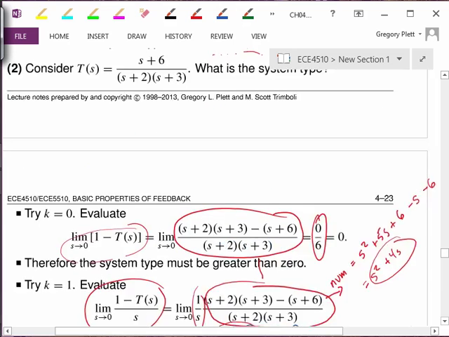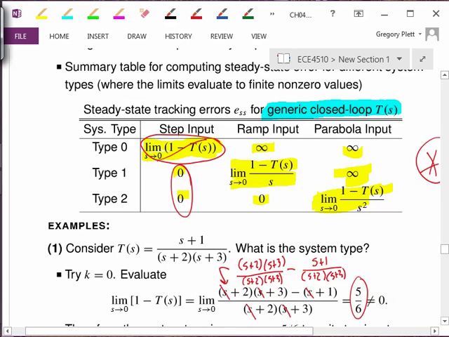So going back to my table, I tried this. I got a 0. I tried this. I did not get 0. Therefore, I have a type 1 system.